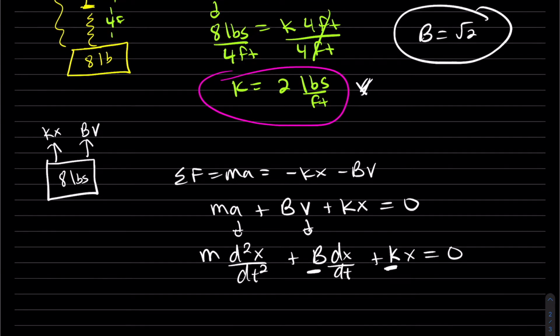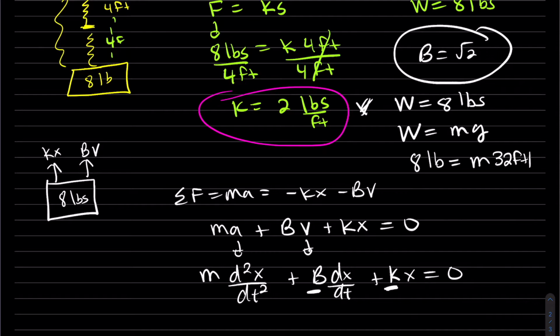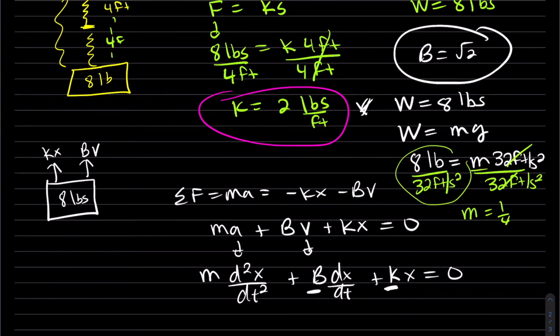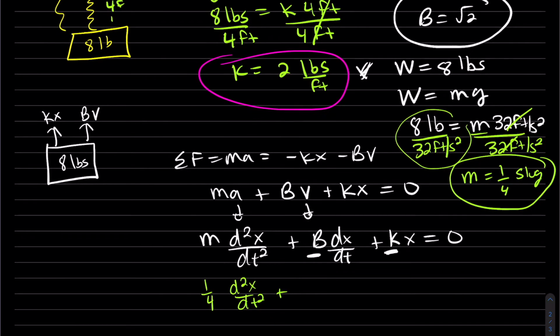We have beta, we have k. What about m? The weight is 8 pounds, and weight equals mg. We need the mass, so divide by 32 feet per second squared. That looks like it's a slug. So we have the 3 constants we need. Mass is 1/4.